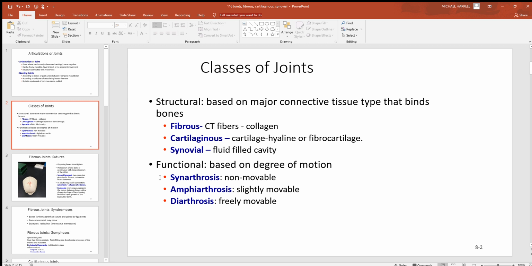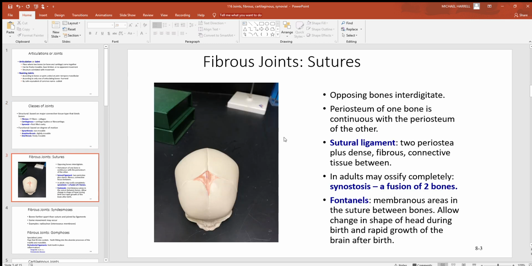You can also look at their function, looking at how much movement you have in these joints. The synarthrosis are non-movable. In other words, no movement between the bones there. The amphiarthrosis, where there's just a small amount of movement, and the diarthrosis, where there's a large amount of movement. Now look at these fibrous joints right here. The sutures in between the flat bones of the skull are great examples of where you find them.